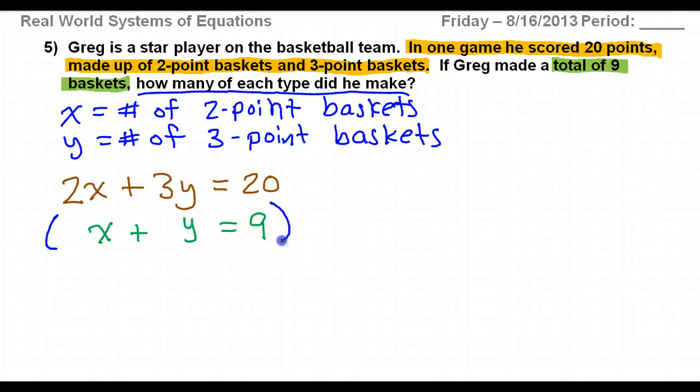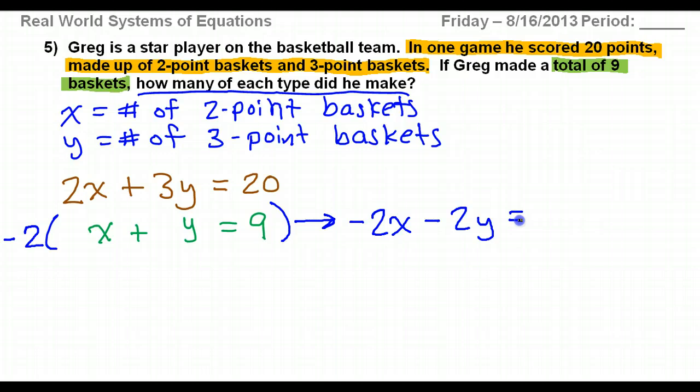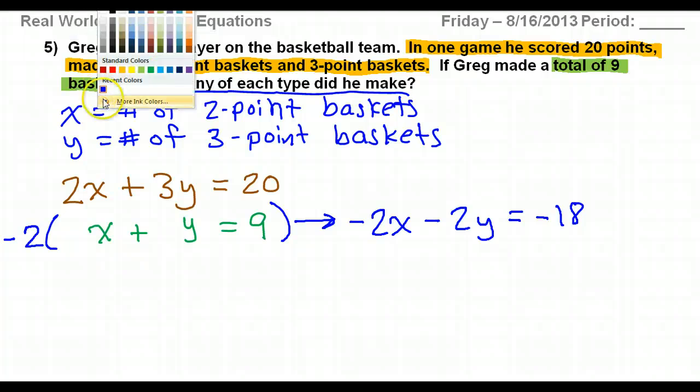So if I multiply the bottom equation by negative 2, that's going to make this a negative 2x. Of course, I have to do the whole equation. So this is going to be negative 2x minus 2y is equal to negative 18. Don't forget to multiply the 9 as well. Some kids forget to do that. Now the top equation did not change, so I'm just going to bring it over as is.